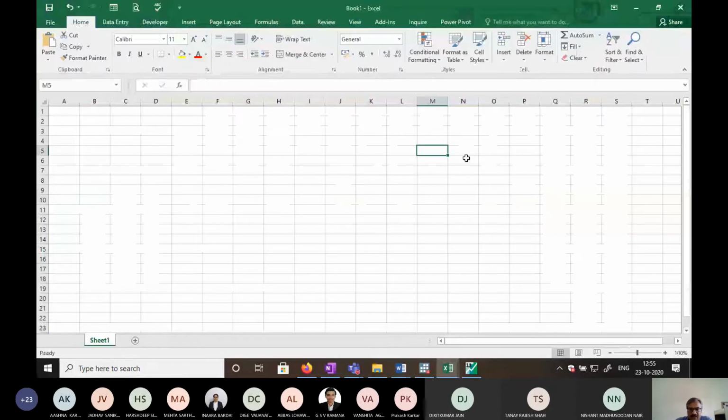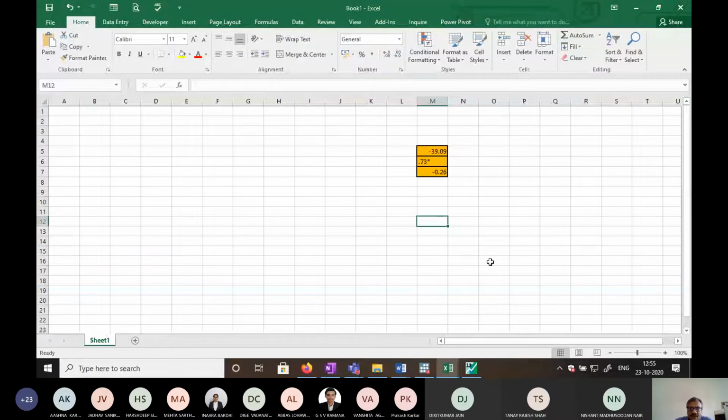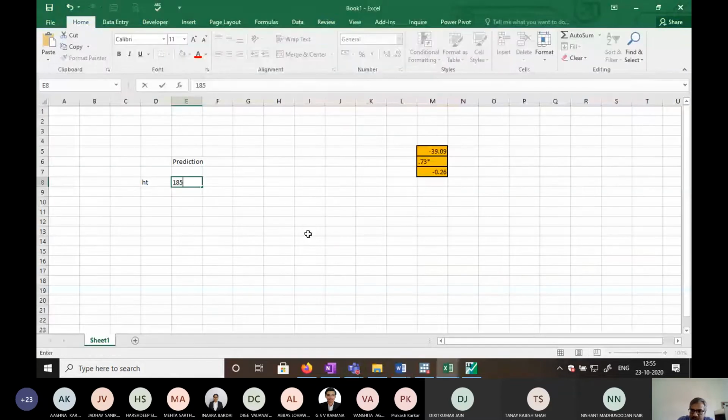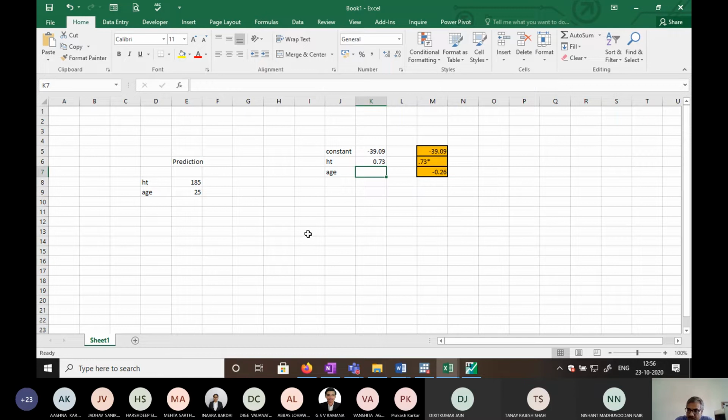I'll take it in Excel, right? So you are having this. Okay, I'll use it. And for prediction, I have got the value of height, which is 185 centimeter, and this is 25 years of age. So I can say this is the constant, then the coefficient with height, and this is with the age. So minus 39.09, and I've got minus 0.73, minus 0.26. So these are the coefficients which I have. All of you are with me?